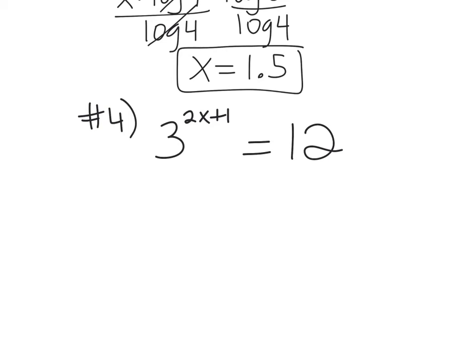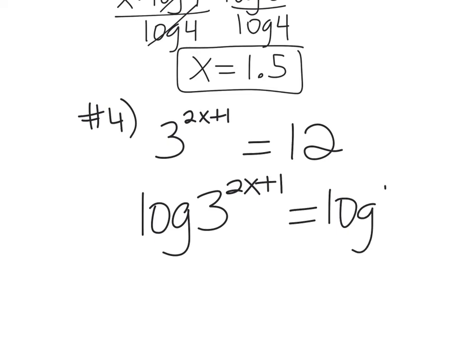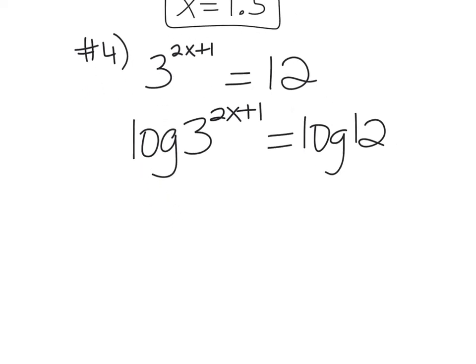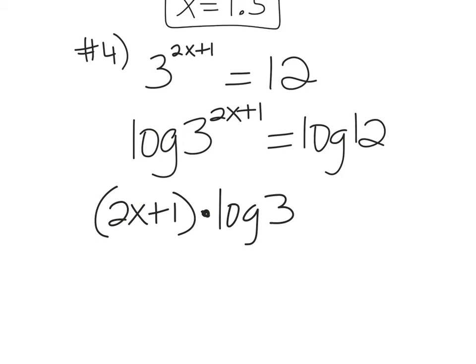So, take the log. We have log of 3 to the 2x plus 1 equals log of 12. Now, be careful. Watch this part. I'm going to take this 2x plus 1 and move it down. When I move it down, you really need to put parentheses around it because the whole thing is being multiplied to log 3. Do you see that? You're going to move the 2x plus 1 to the front, group it together, make sure it stays together, and then times log 3 equals log 12.